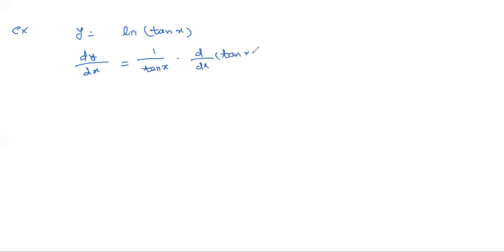Let's say the function is ln of tan 10x. The derivative of this function is going to be the derivative of ln u, where u is tan 10x. So the derivative of the ln function is 1 over the function, that is tan 10x here, then the derivative of tan x, which is sec square x. So the answer here is 1 over tan x into sec square x.